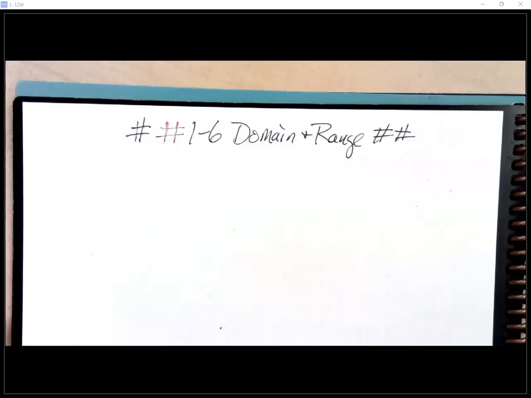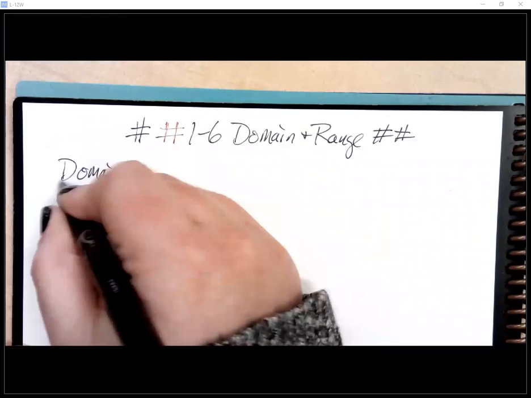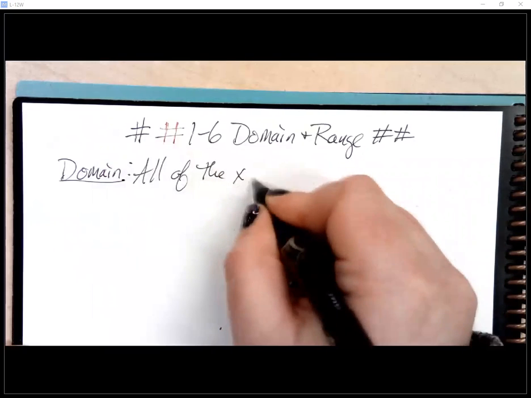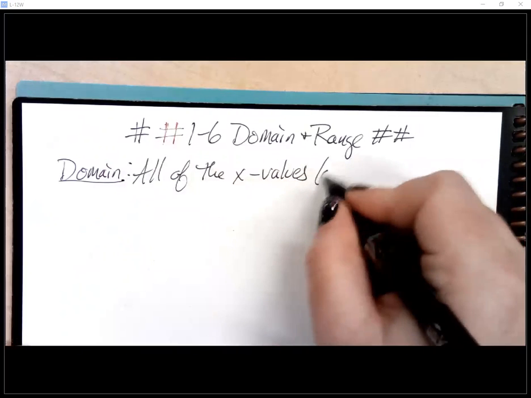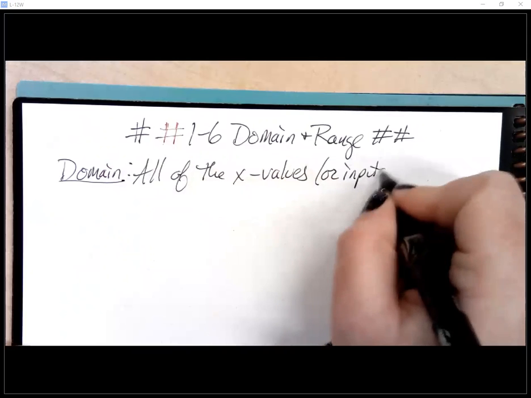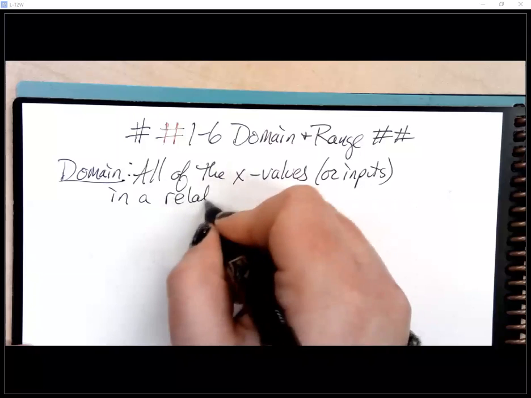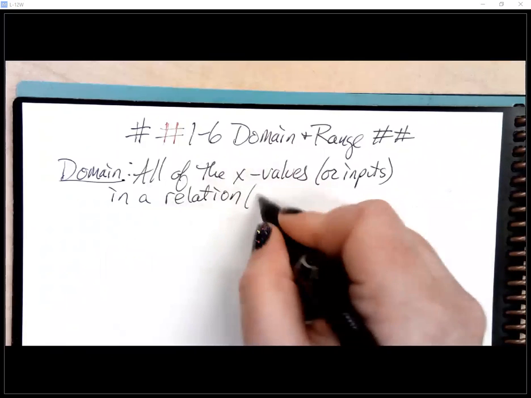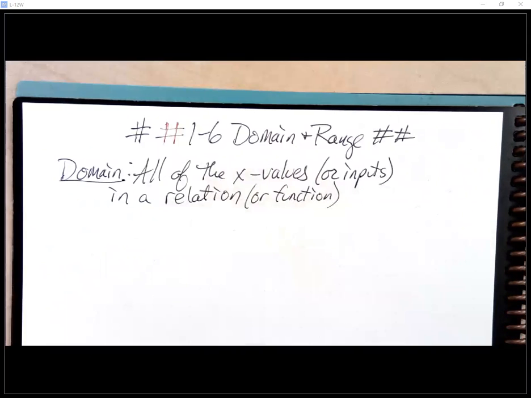Okay, so domain. These are all of the X values, or inputs, in a relation. And I'm saying relation because it doesn't necessarily have to be a function. It can. So you know what, maybe I'll put or function. If the relation happens to be a function, great. If it's not, we can still talk about its domain.